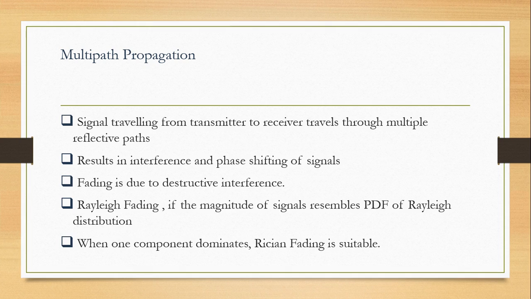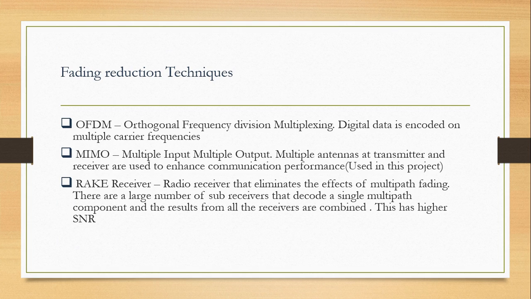First of all, let us take a look at what multipath propagation is. Signal traveling from the transmitter to the receiver takes multiple reflective paths. This results in interference and phase shifting of the signal. Interference can be either constructive or destructive. Fading usually occurs due to destructive interference, and when one component dominates, Rician fading is suitable. When the magnitude of the signal resembles the probability density function of the Rayleigh distribution, we call it Rayleigh fading.